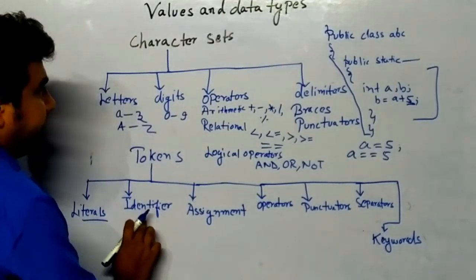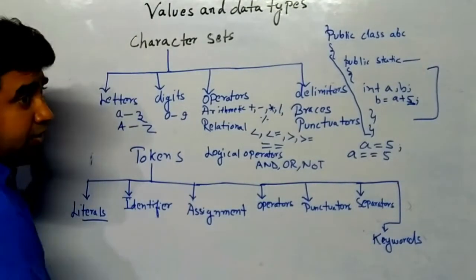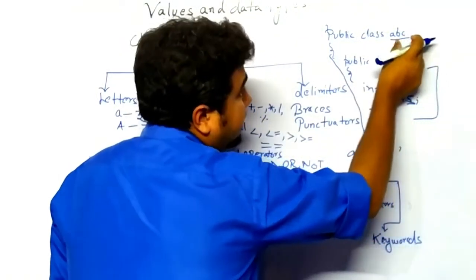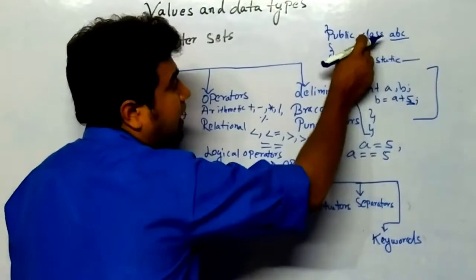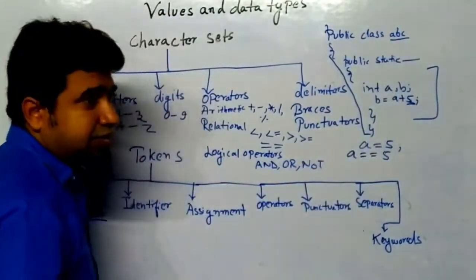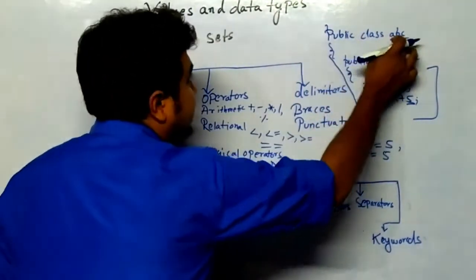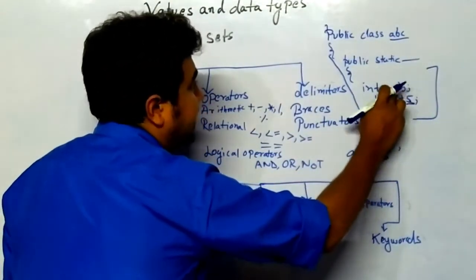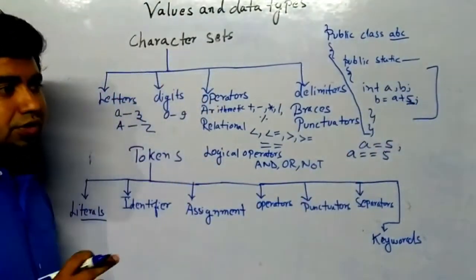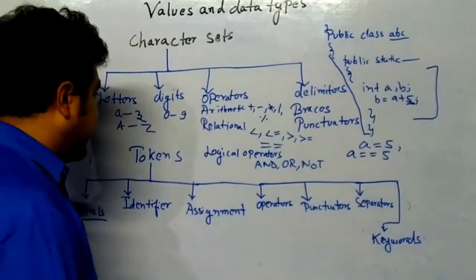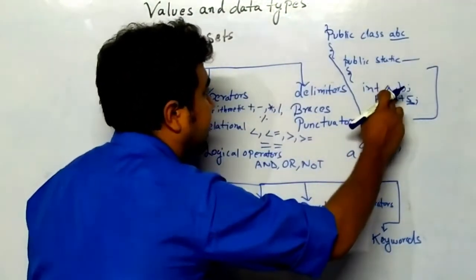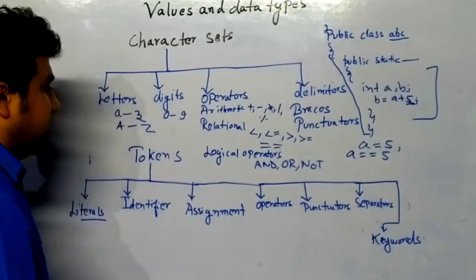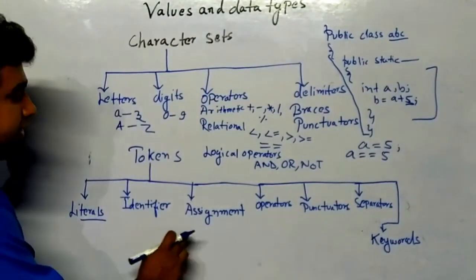Now I am saying about the identifier. Where are these identifiers present? ABC. ABC is identifying that this is a class. If you ask what is ABC, ABC is a class. This is also an identifier, A and B. A and B are also identifiers. Identifier means it is identifying that A and B are of type integer. So this is also an identifier.